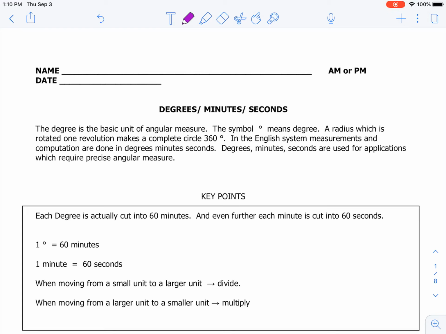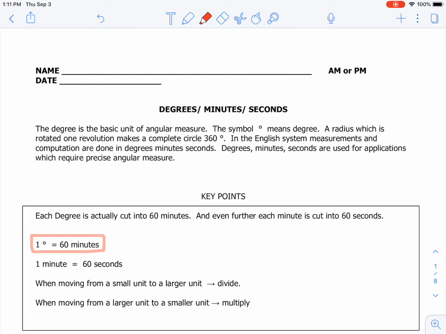Degrees, minutes, and seconds is just another way to measure an angle. It is a more specific, a more accurate way of measuring an angle. If you think about a protractor, it shows degrees. Well, inside of that 1 degree, there are 60 little subsections that are called minutes.